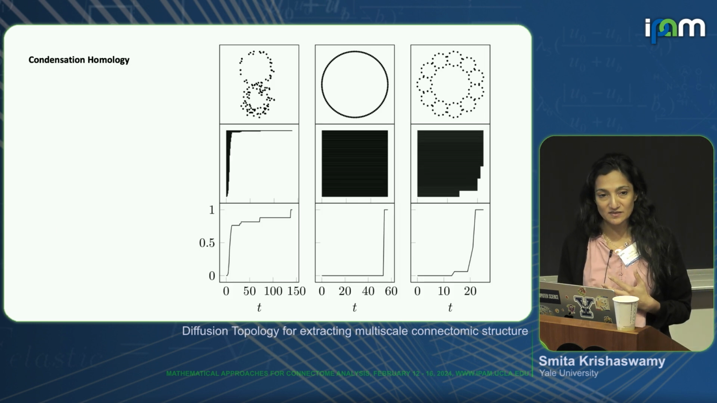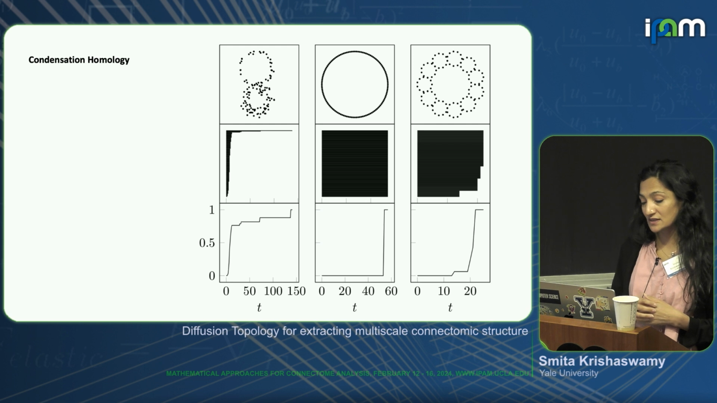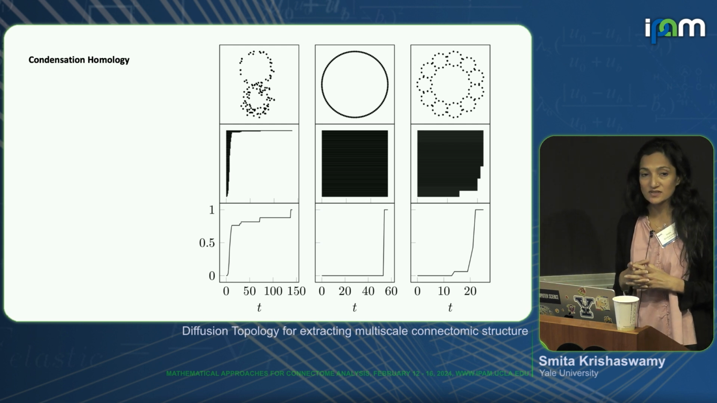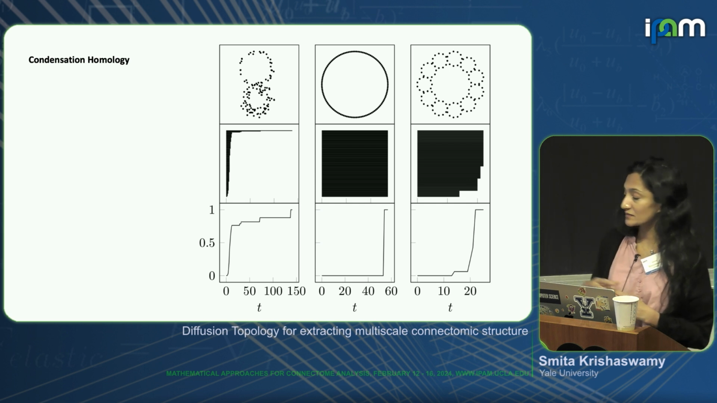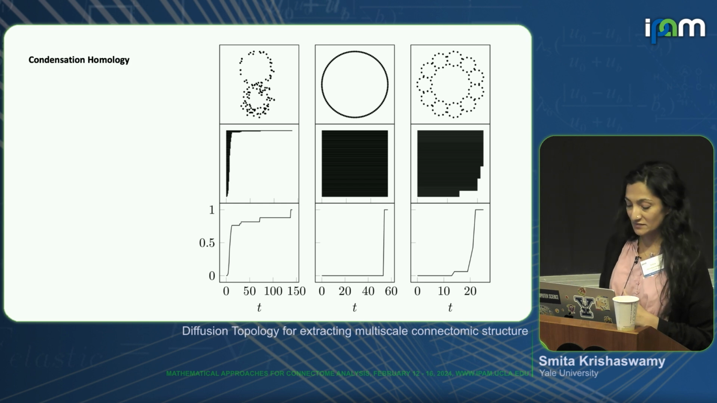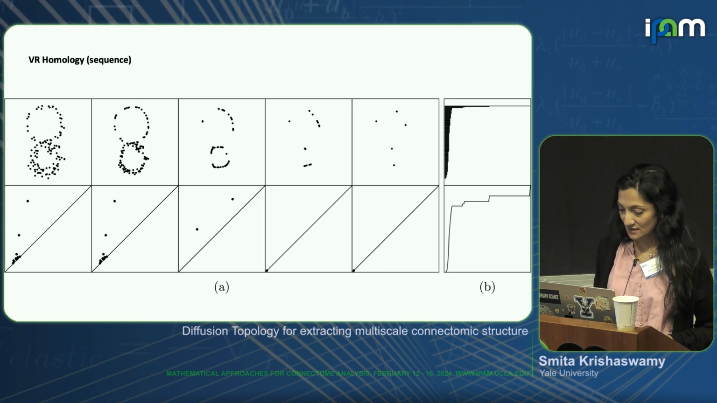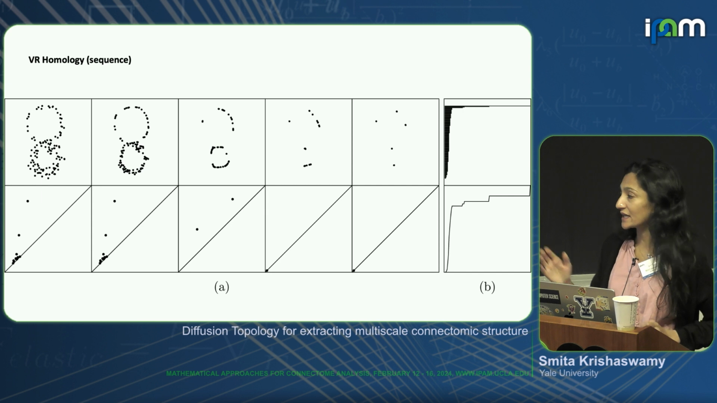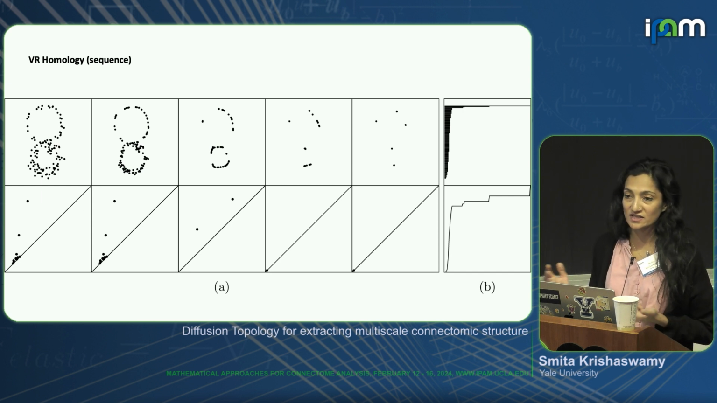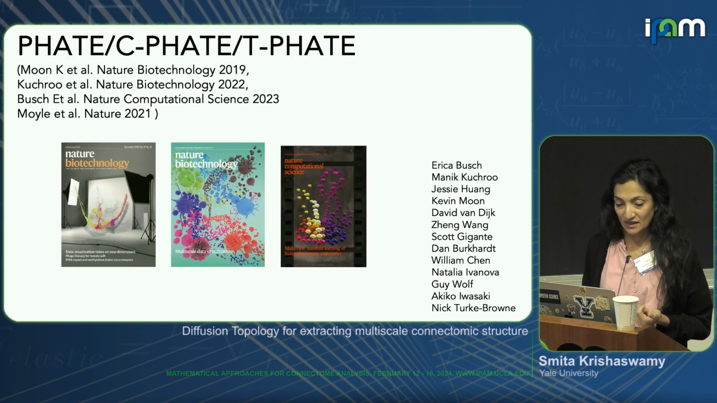So what do you get at the end of this process? At the end of this process, you do get a 0th order homology using the condensation. So you can see on these different shapes what the persistence barcode looks like, as well as at each iteration, you can do higher order Vietoris Rips homology to characterize these things as well.